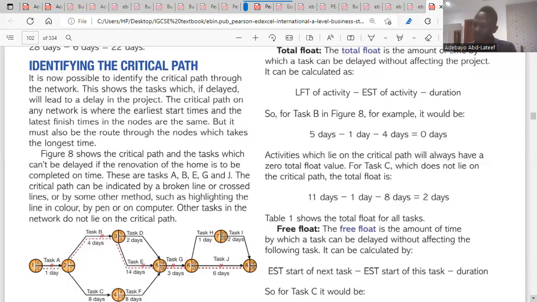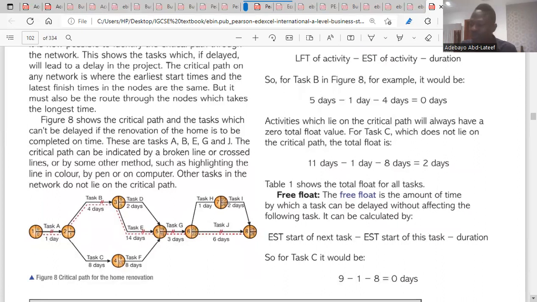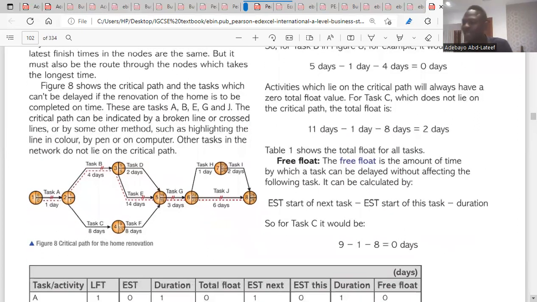No. Then how do we calculate our total float? To calculate our total float, it is the LFT of activity minus EST of activity minus duration. The LFT of activity means the latest finish time of each task, minus the earliest start time of each task, minus the duration. That's how you calculate your total float. Do you understand how to calculate your total float now? Yeah.